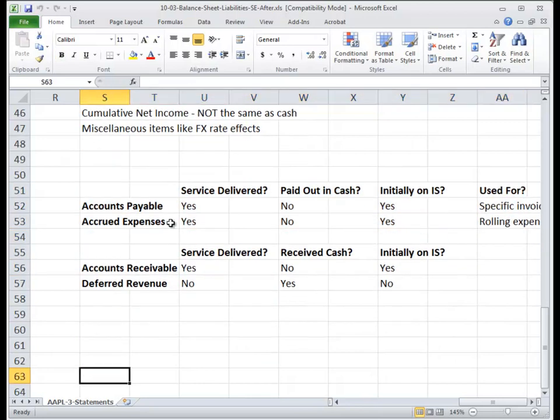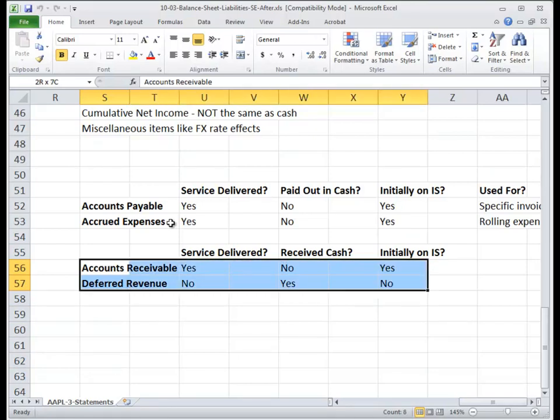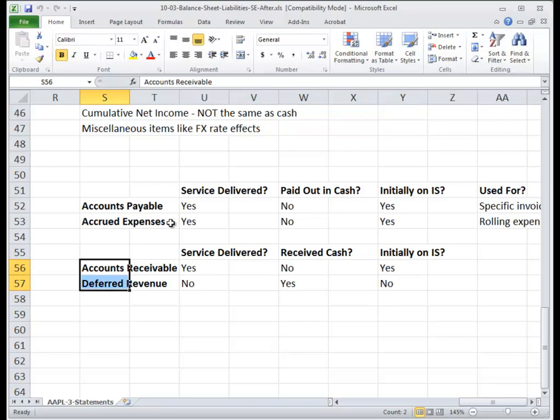Then this other one, accounts receivable versus deferred revenue. This one is much easier to explain because the differences are more dramatic. So accounts receivable and deferred revenue both relate to items that are going to turn into revenue or have already been reflected as revenue on the income statement of the company. The difference is that accounts receivable is for a service that has already been delivered, whereas deferred revenue is for a service that the company has not yet delivered.